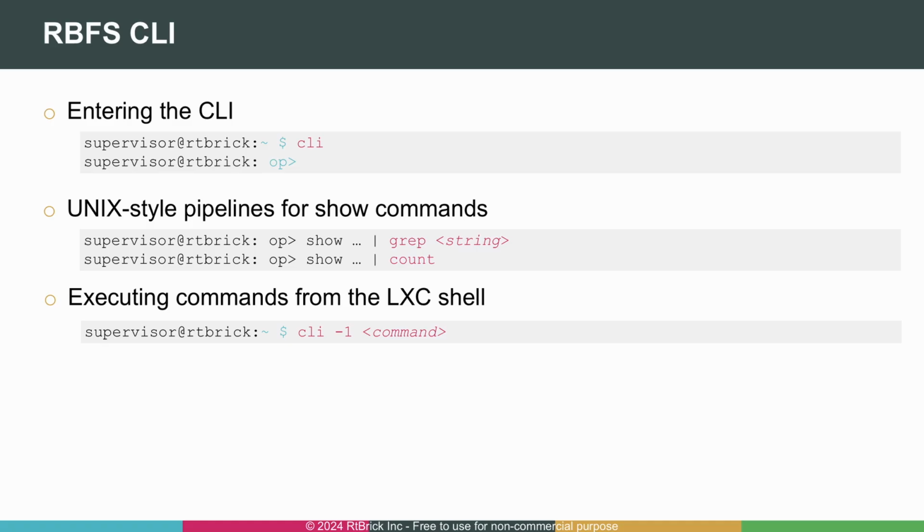After taking the first steps in the RBFS CLI, we want to briefly summarize our findings. The RBFS CLI is launched from the container shell using the CLI command, which changes the shell prompt to indicate the CLI environment. Alternatively, individual commands can be executed directly from the container shell using CLI -l, bypassing the interactive CLI session. For all show commands, the CLI supports output processing via Unix-style pipelines with grep and count. At present, no additional filters are supported.